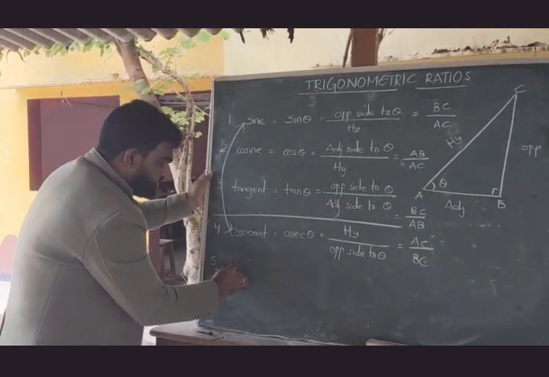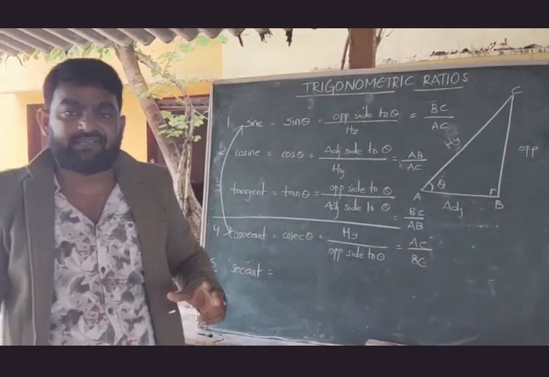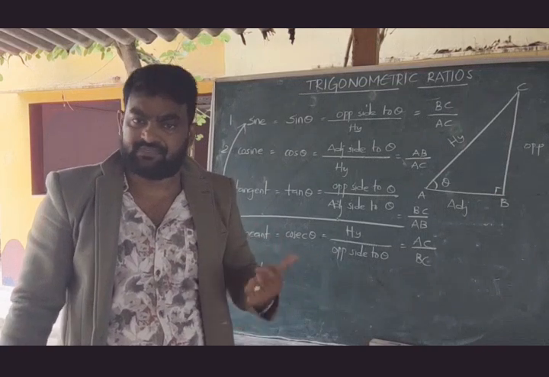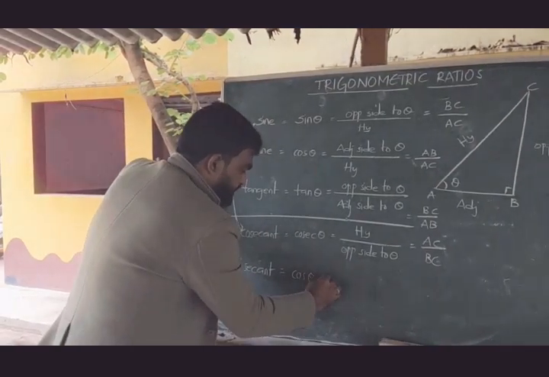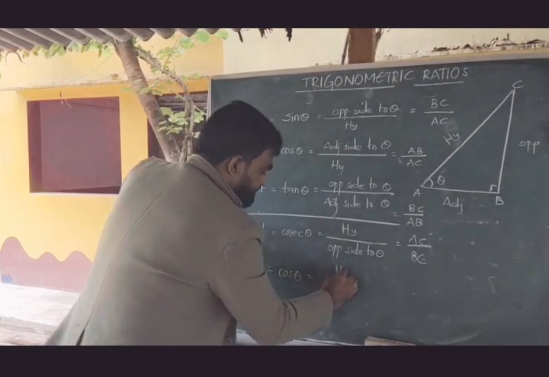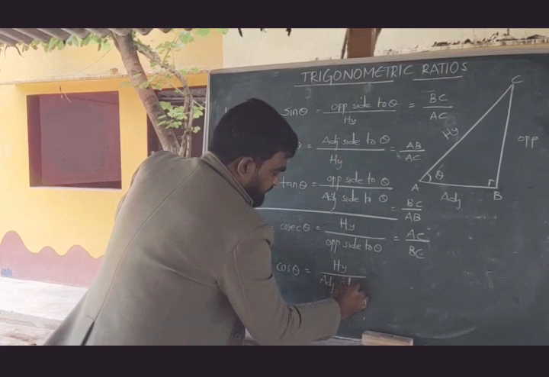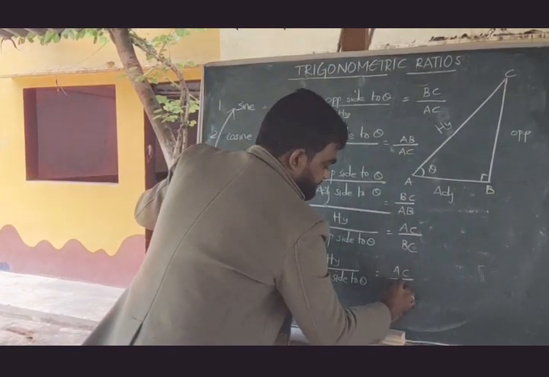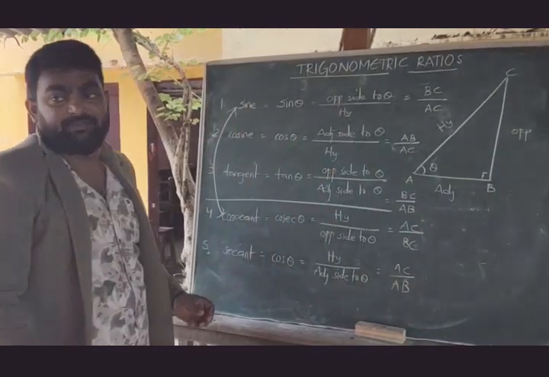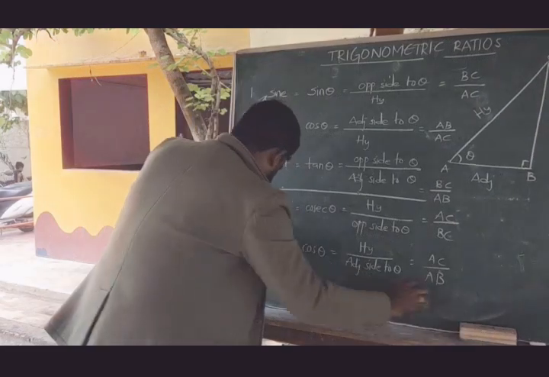Number 5, secant. Secant is a reciprocal of cos. Sec theta is equal to hypotenuse by the adjacent side to theta, AC by AB. Clear?